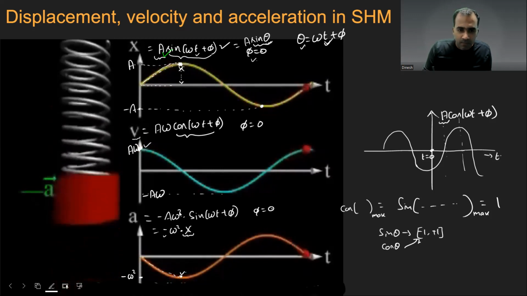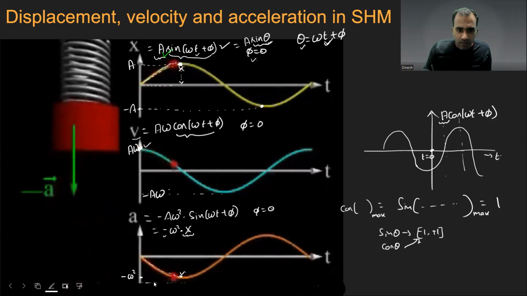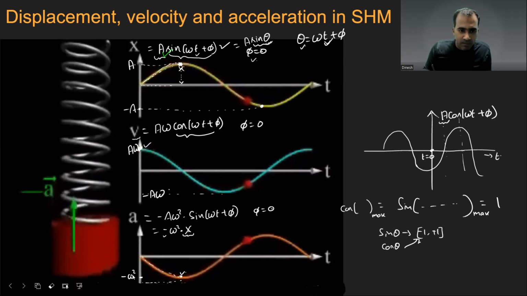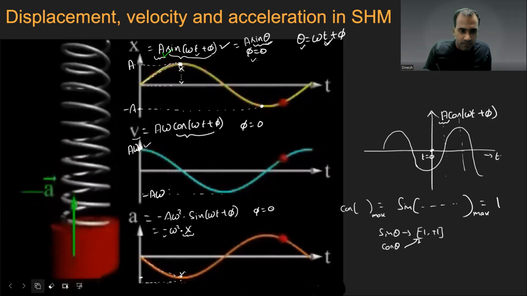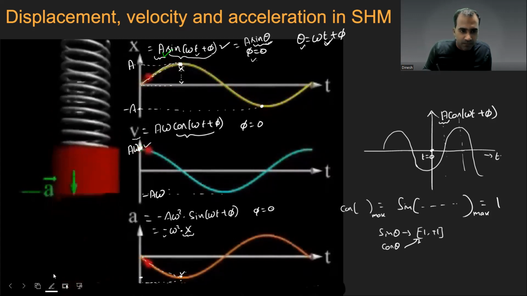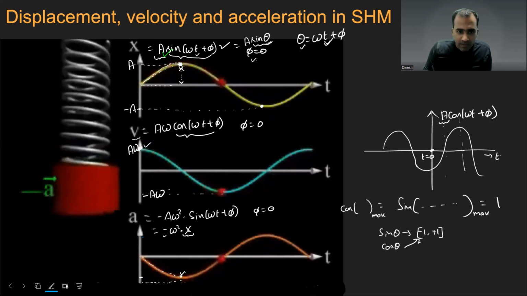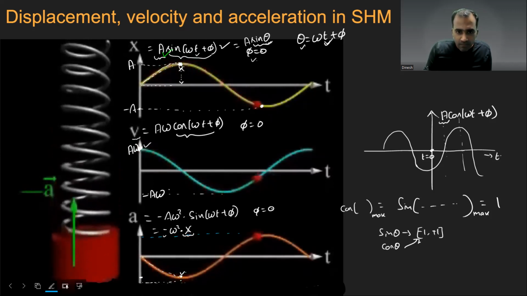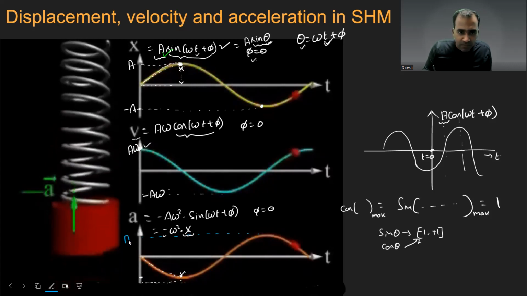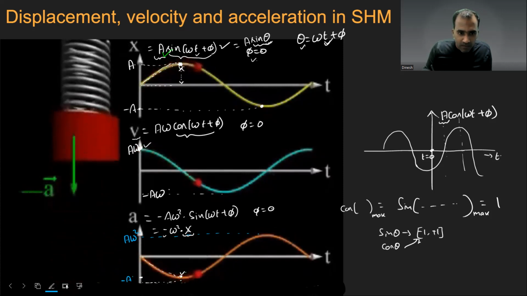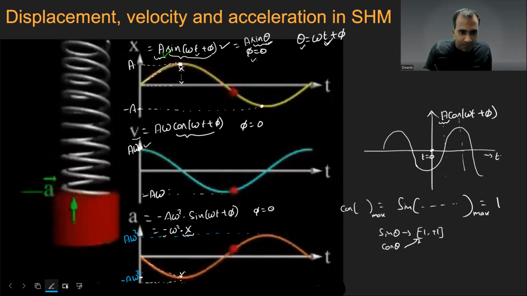Minus A omega. Now, can anybody try this one? Acceleration, minimum and maximum. Max is A omega square. Very good. And the minimum? Harsha, can you tell me the minimum? Minus A omega square. Harsha is sleeping.